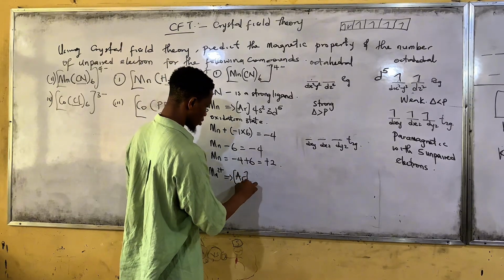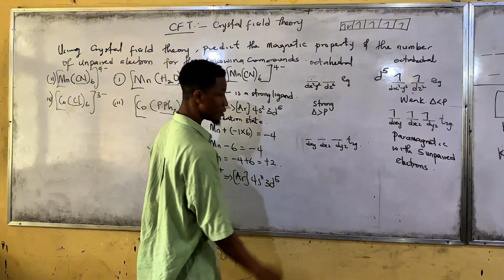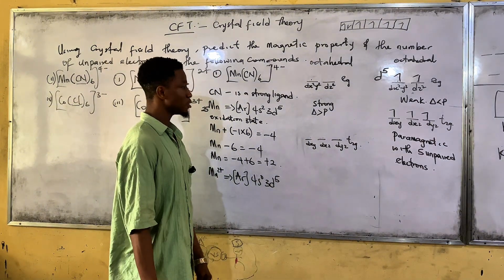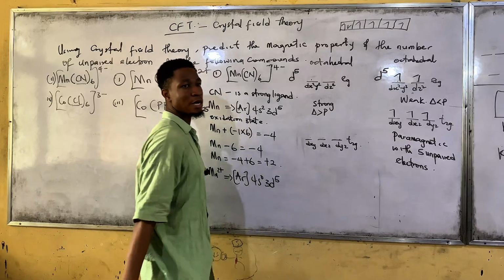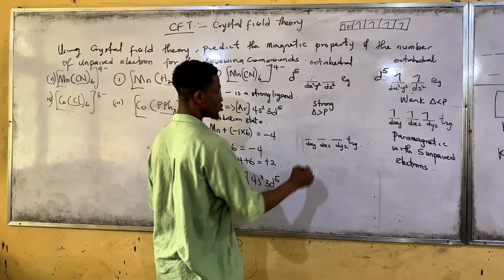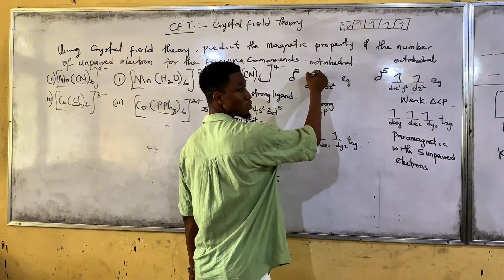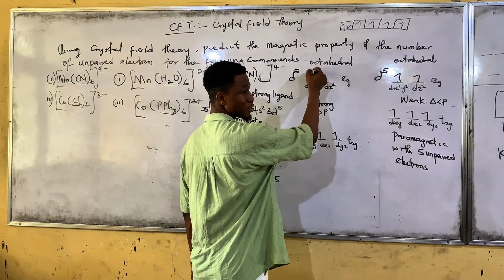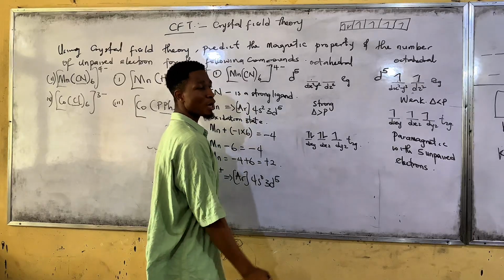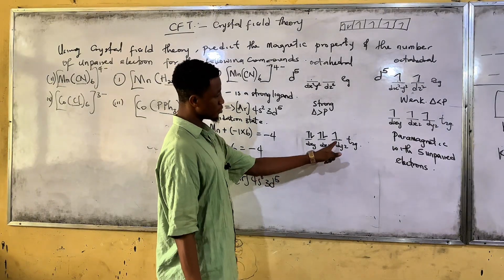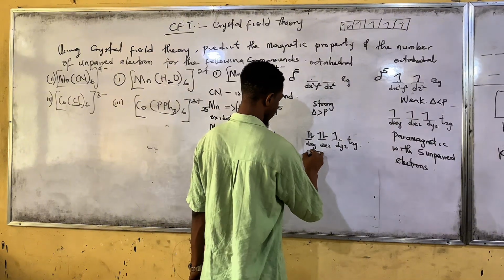Again, it's still a d5, but with a strong ligand. So what will we do? 1, 2, 3. Will I put it here? No. So 4 and 5. So now, how many unpaired electrons do we have? 1. Is it paramagnetic or diamagnetic? Paramagnetic.